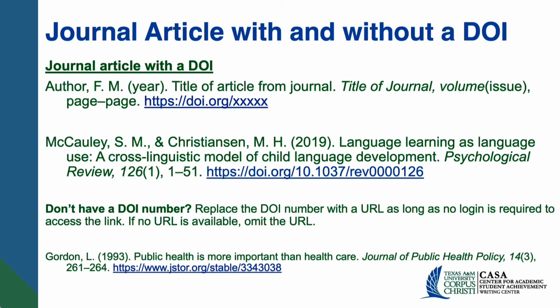If you are missing some information, let's say your journal doesn't have a volume number, that's okay. You would just leave out the volume number. So then it would read Psychological Review, parentheses 1, close parentheses, pages 1 to 51. If you didn't have a date of publication, you would put N.D. for no date. Be careful of having to make too many modifications to your citations, though, because that could also lead to credibility issues, but that's for another module.